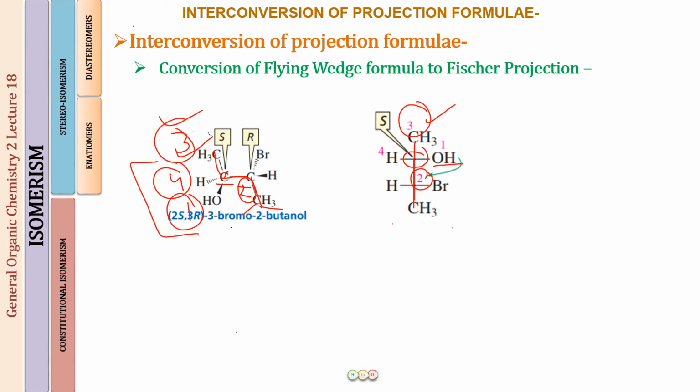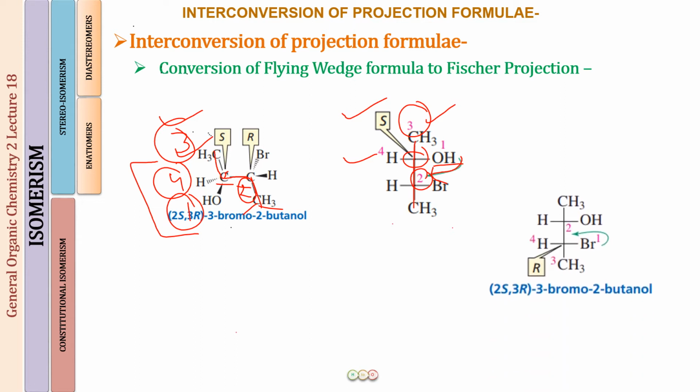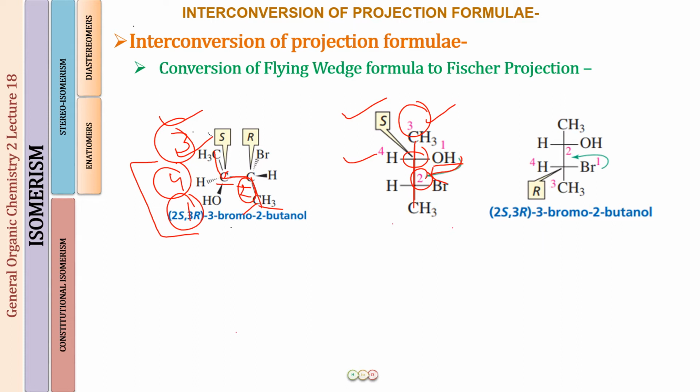this way on the right side, we will be making an arrow in the clockwise direction, because the 4th priority group is present on the horizontal line. So you will be writing the opposite configuration. So this becomes the S configuration. Okay, and similarly you can do that for C3 also. And when you do that, this is what you will be getting.